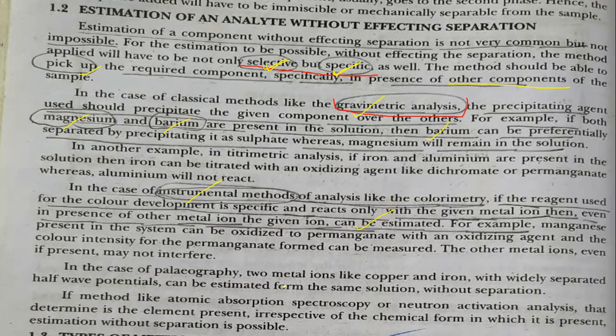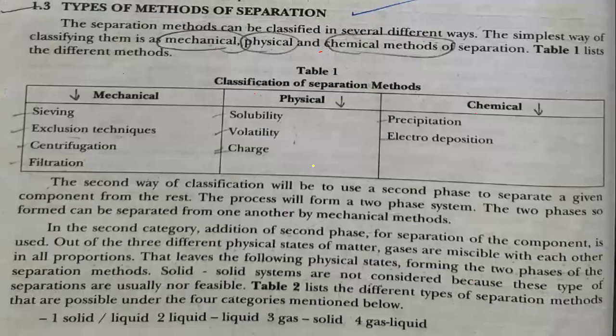Okay, so in the case of polarography, two metals like copper and iron, with widely separated half wave potentials, can be estimated from the same solution without separation. Okay, and you can find out a particular element over there.